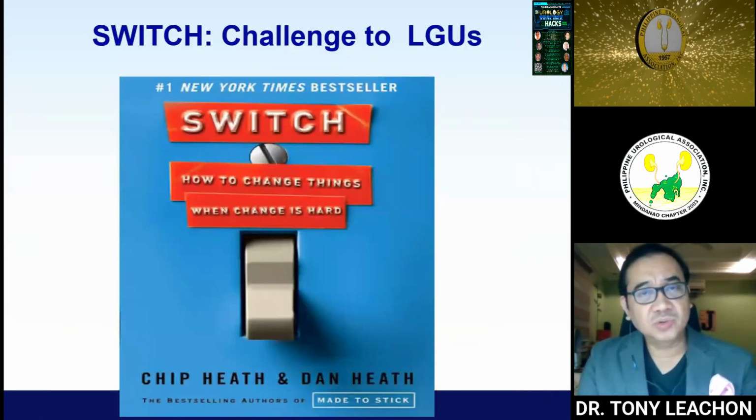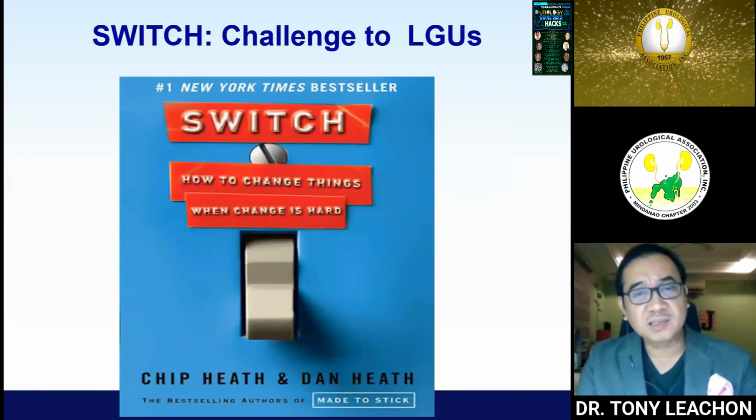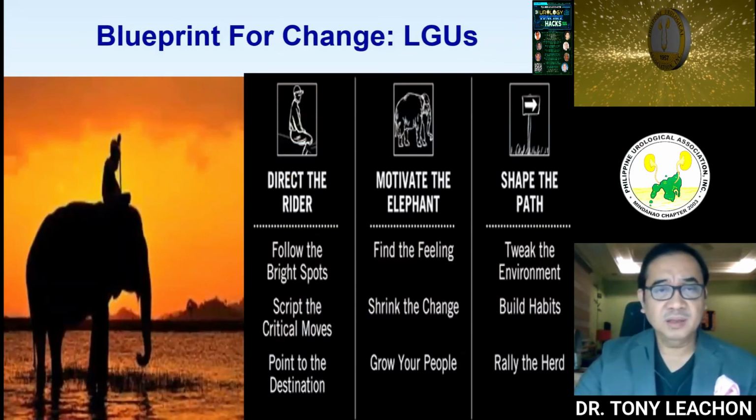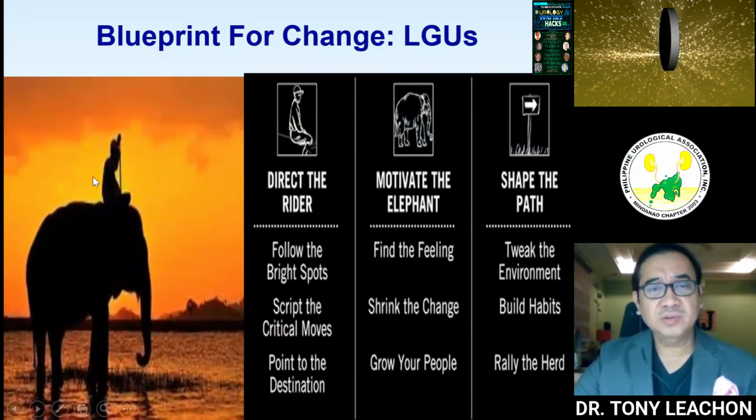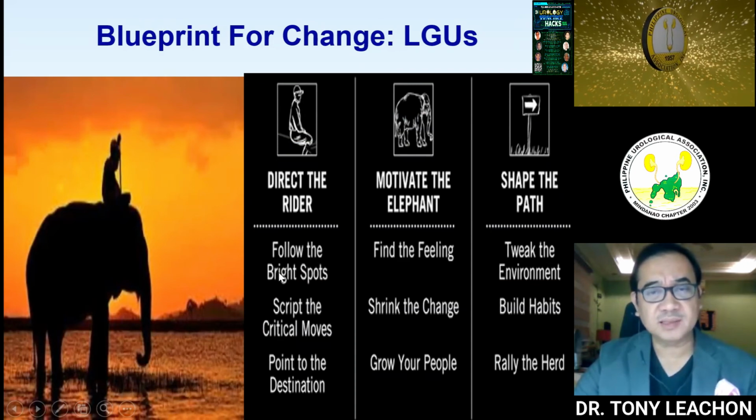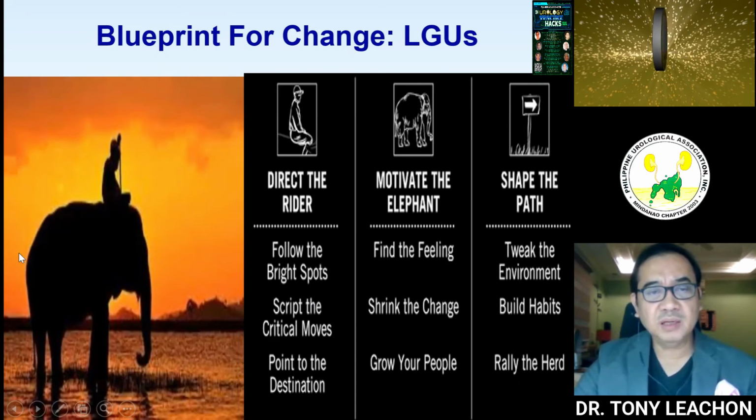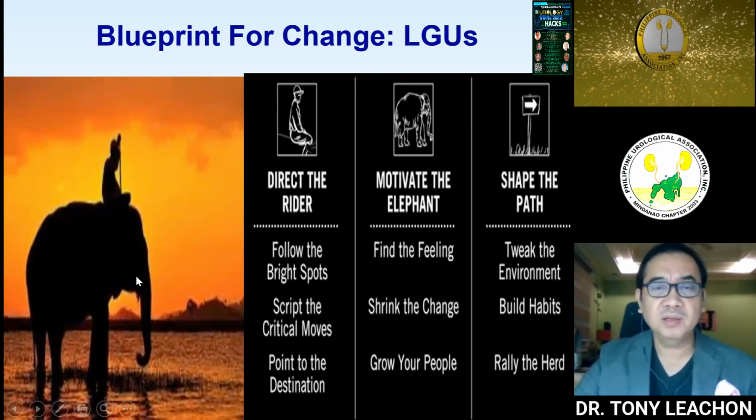Now, another book that I'd like to read is The Switch. It's a classic book on how to change things when change is hard, by the Heath brothers. Basically, we need to have a good leader. A good leader that we can direct, who will follow the bright spots, the best practices in the Philippines or other areas or other countries in Southeast Asia. A good leader or a rider that actually scripts the critical moves and points to the destination. This particular rider or leader should be able to motivate the elephant. The elephant is actually the population, the people.